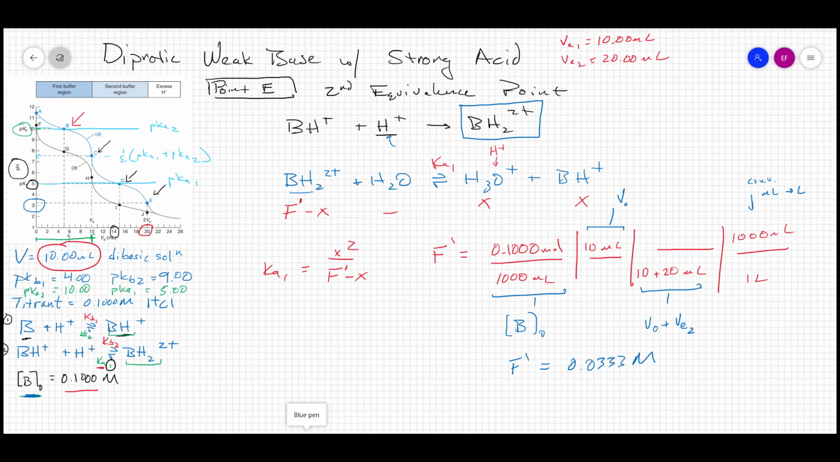So that allows me to punch this into my expression. Actually, I won't do that, but you have Ka1 simply by taking 10 to the minus 5.00, and then this formal adjusted concentration is 0.0333, so solve for x. I solve this using the quadratic, and that gives me a value of 5.72 times 10 to the minus 4, and in this case this x is the proton concentration, so I can take negative log of that. That gives me a pH equal to 3.24, which is what we see on our curve here.